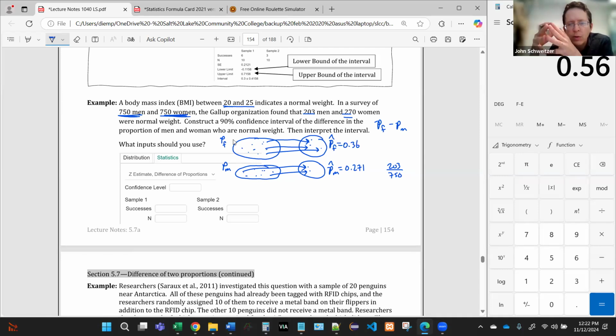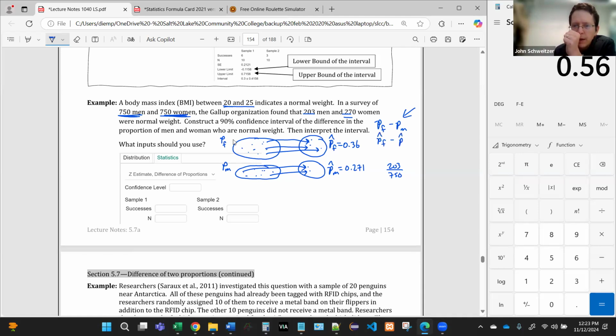So you guys see the two categorical variables? The first one is normal weight versus not normal weight, so that's categorical. And the second one is gender, males and females. Now we'd really like to know this right here: what is that difference? But we kind of have to give up, right? Because nobody knows what everybody's BMI is. So the next best thing is to take our sample proportions and subtract those.